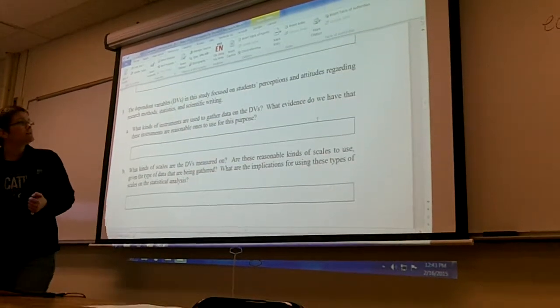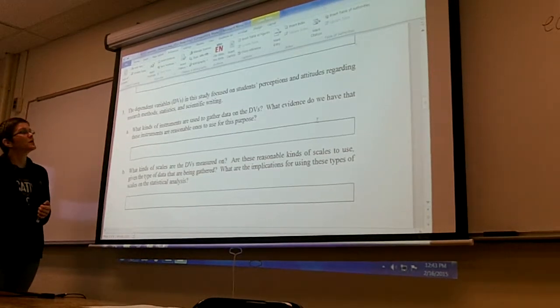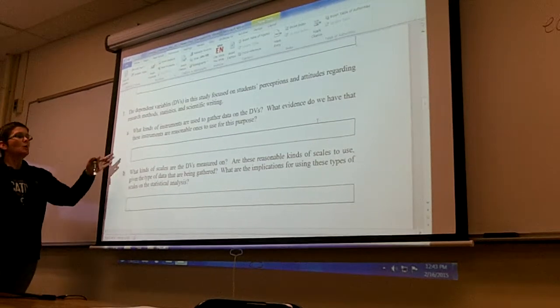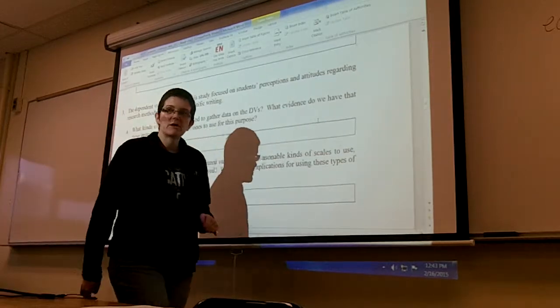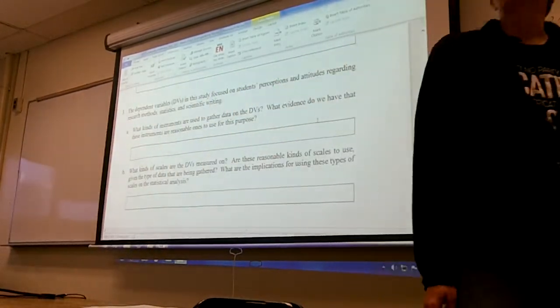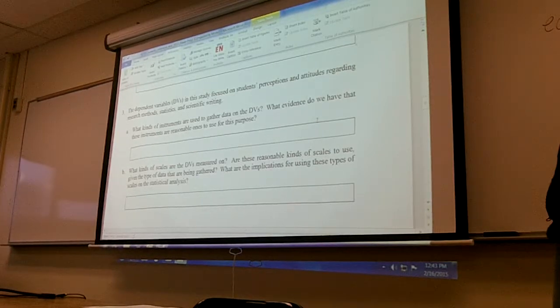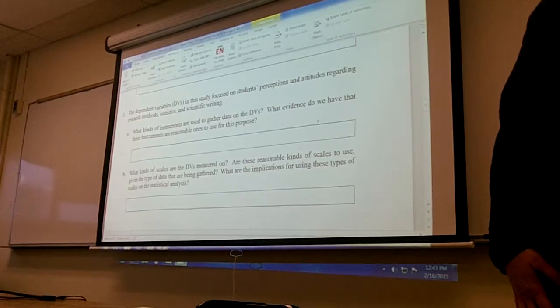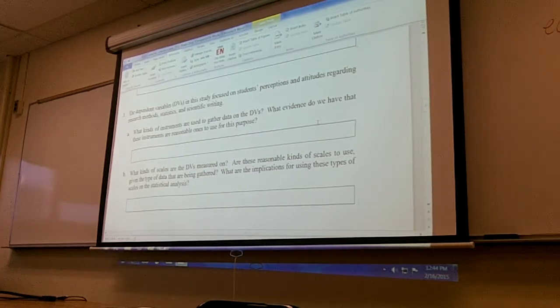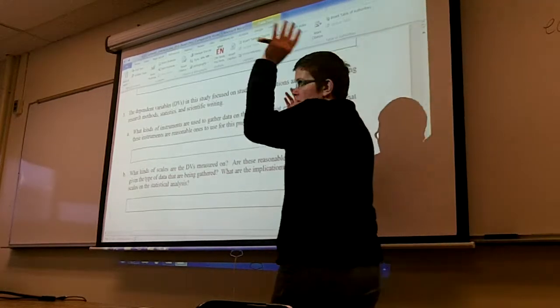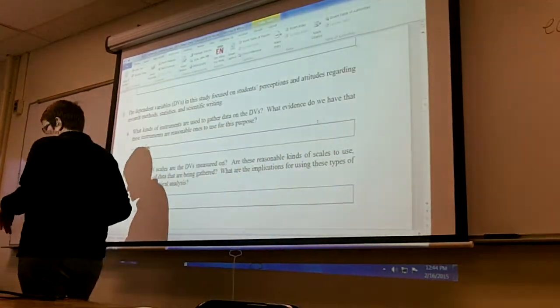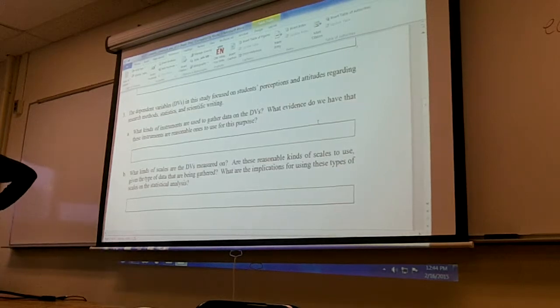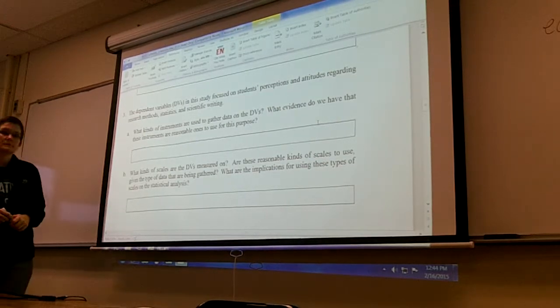Okay. The dependent variable in this study focused on students' perceptions and attitudes regarding research methods, statistics, and scientific writing. What kinds of instruments are used to gather data on the dependent variable? Survey questions. Okay. Good. What evidence do we have that these are good instruments to use? How do we know these questions are any good? How do we know the questions aren't junk? How do we know they actually measure what they say they're measuring? Other than them giving examples of the question that was mentioned.